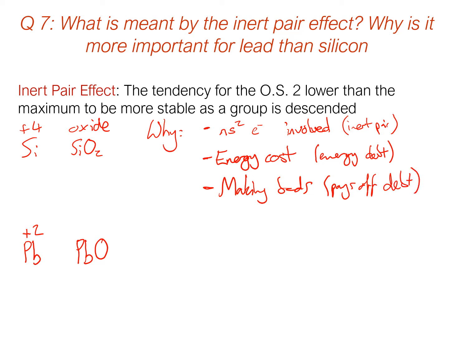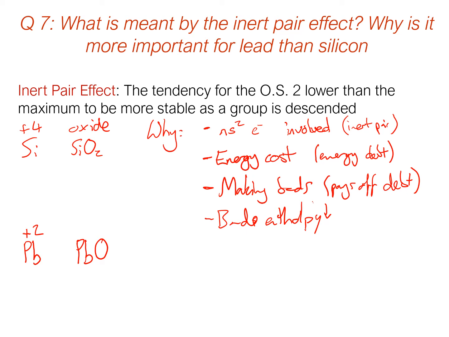The energy recuperated, or paying off the debt, is related to the bond enthalpy. So if we're making strong bonds, we're getting a lot of energy back and we're offsetting this debt. However, as we go down the group, we know that bond enthalpy decreases. This is because of things we've said before, such as the atomic radius getting much bigger as we go down the group. There's less overlap of orbitals and it becomes a weaker bond, so it's got lower bond enthalpy. And that's the case in the lead-oxygen bond.